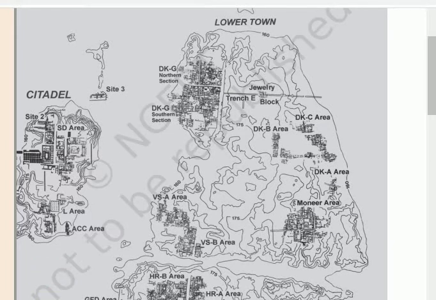Hello students, welcome to history class 12th chapter 1st. In the last video we discussed the Citadel and Lower Town. What were their features? What was the difference between Lower Town and Citadel?